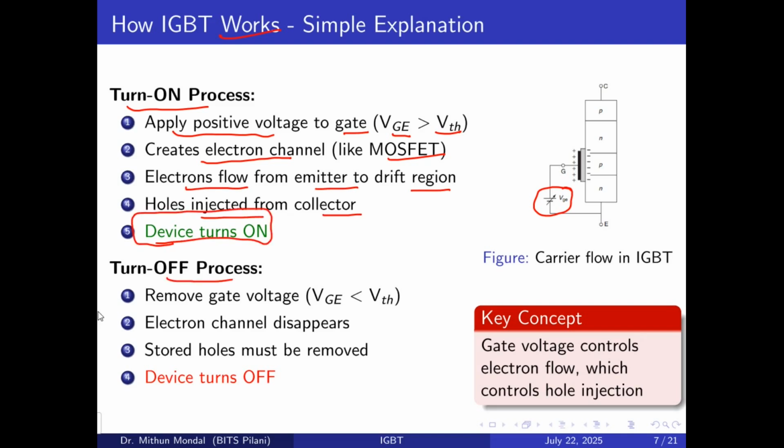Then in the turn-off process, you have to remove the gate voltage, so the gate voltage will be less than the threshold voltage. The electron channel will disappear and the stored holes must be removed.